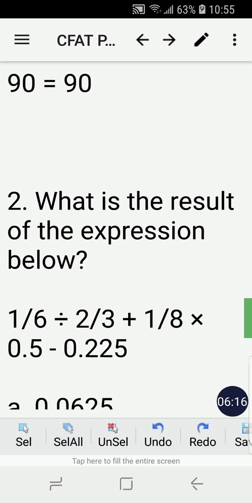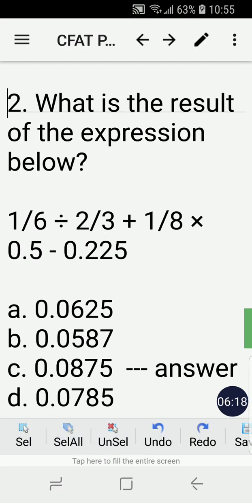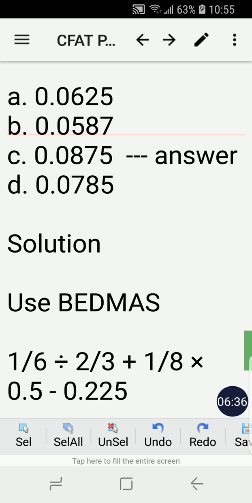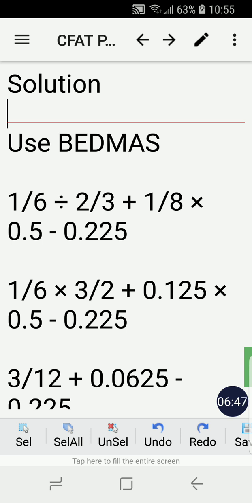Okay, moving on to number 2. What is the result of the expression below? 1/6 divided by 2/3 plus 1/8 times 0.5 minus 0.225. So here are your choices. And the correct answer is letter C, 0.0875.